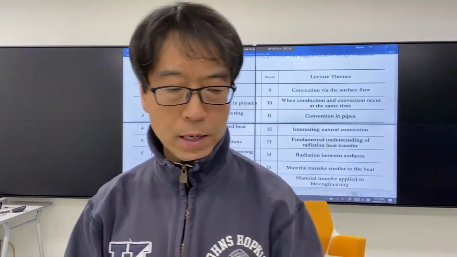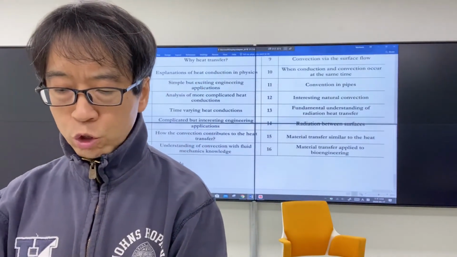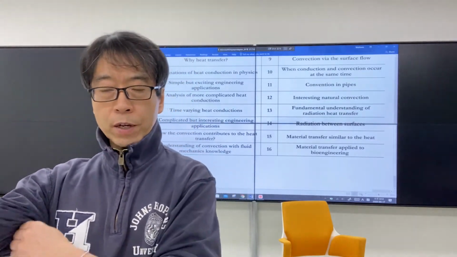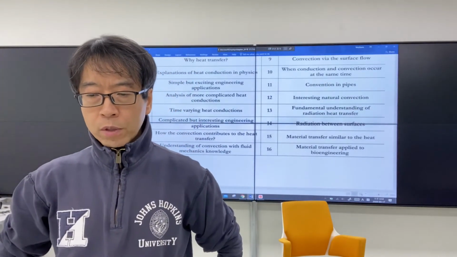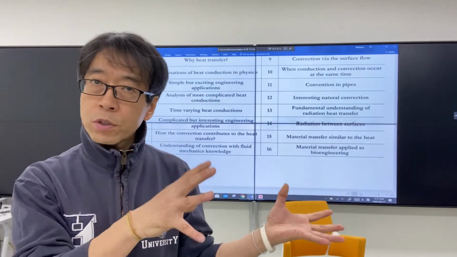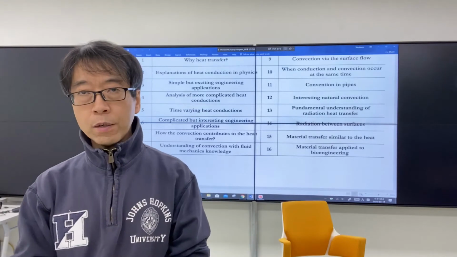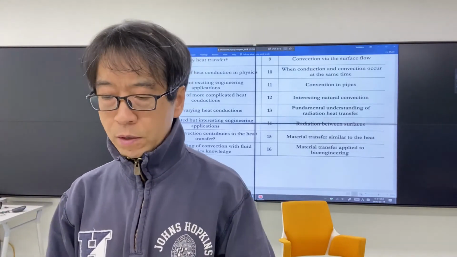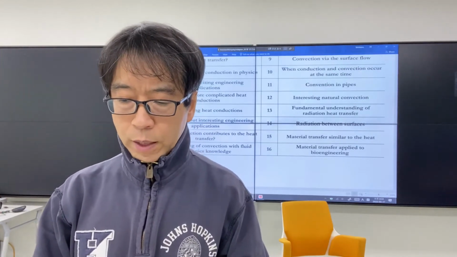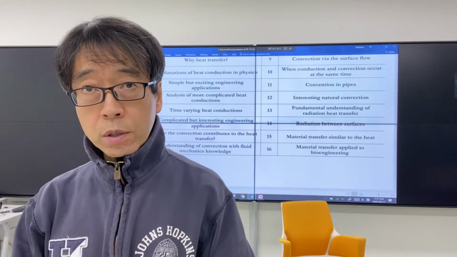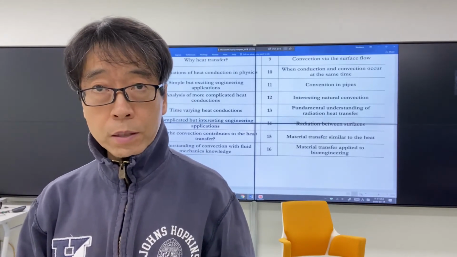And sixth week, we're gonna apply this principle to complicated but interesting engineering applications. It'll be nice, right? Seventh week, we're gonna shift the gear and move on to convection. How convection contributes to heat transfer. What is conduction? What is convection? We're gonna start learning from the next lecture. I'm not gonna explain the details now. Eighth week, understanding of convection with fluid mechanics knowledge. You guys learned fluid mechanics, right?